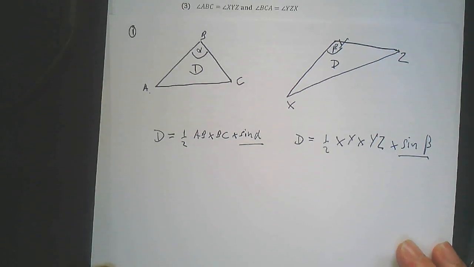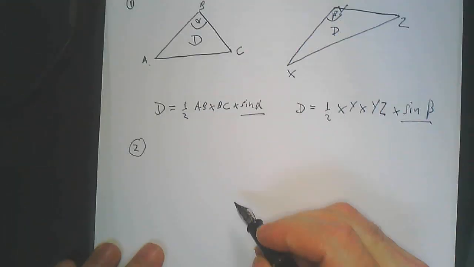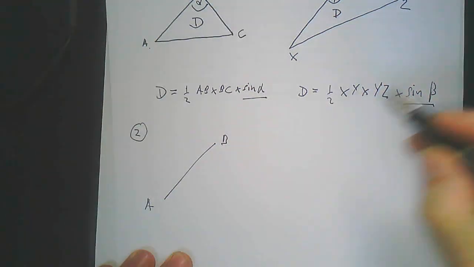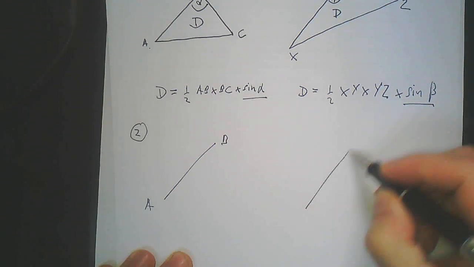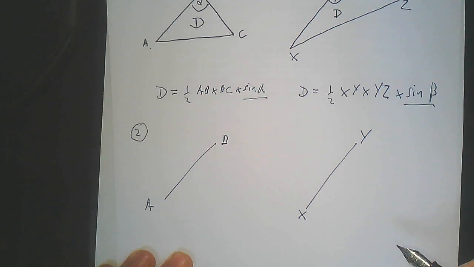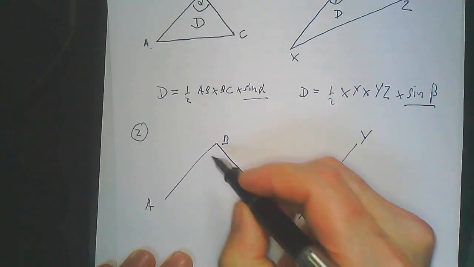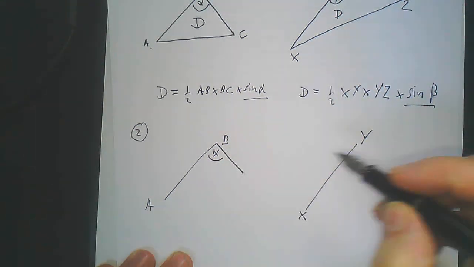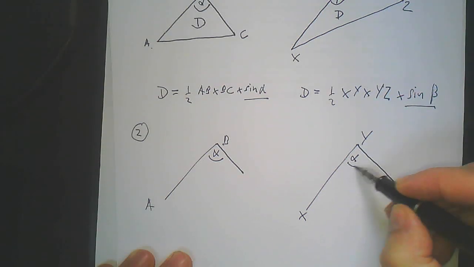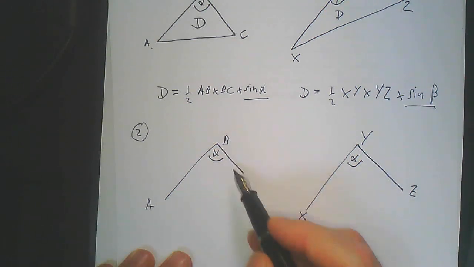Let's have a look at number 2. We've got AB equals XY again. Then we've got angle ABC equals angle XYZ. So this angle here, let's call this alpha again, is the same as this angle here, alpha again. And then this is Z. I'm deliberately trying to draw these at different lengths.